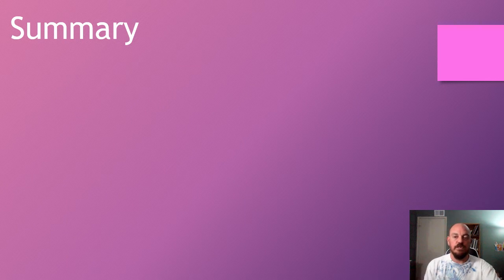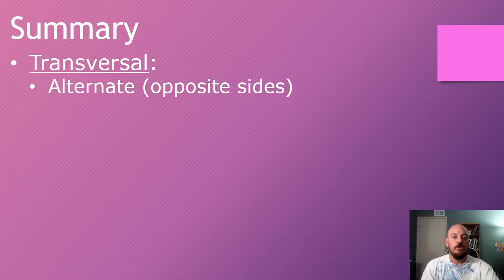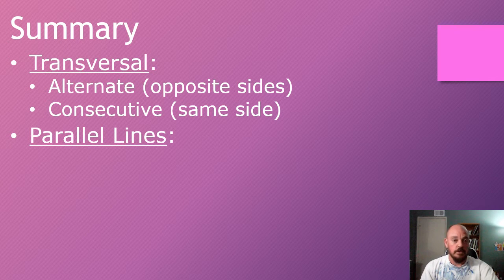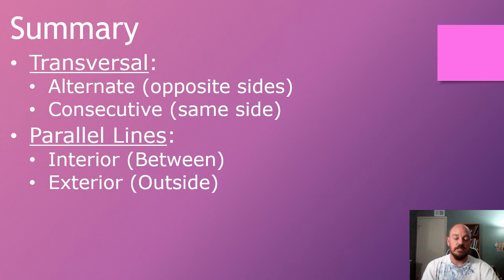Here's a quick summary for you, because instead of trying to memorize what does alternate exterior mean or what does alternate interior mean, think of the words separately. So I told you guys the transversal is the first word. Alternate means one from each side of the transversal. Consecutive means both are on the same side of the transversal. Then the second word has to do with the parallel lines. Interior means in between the lines, and exterior means outside of the lines.